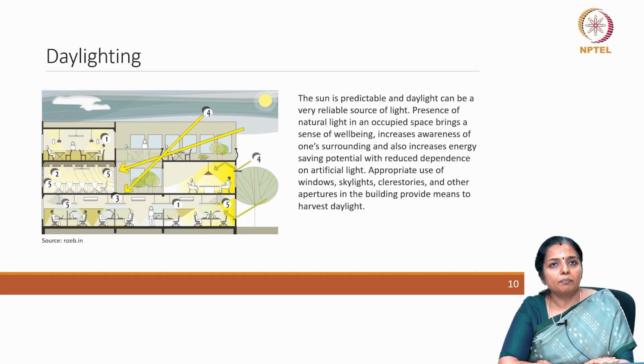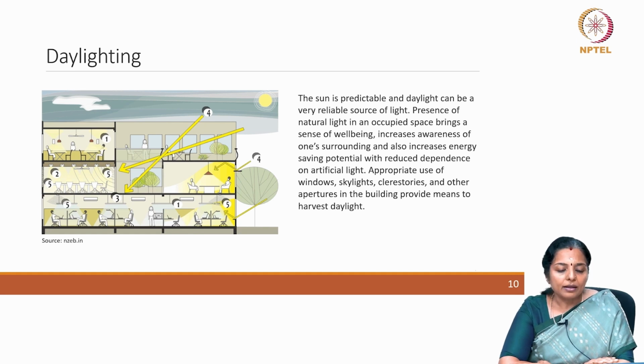Now the sun is predictable and daylight can be a very reliable source of light. Presence of natural light in an occupied space brings in a sense of well-being, increases awareness of one's surroundings, and also increases energy saving potential with reduced dependence on artificial light. Appropriate use of windows, skylights, clear stories, and other apertures in the building provides a means to harvest daylight.